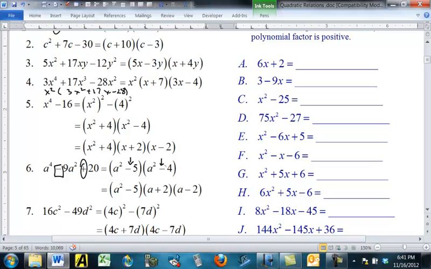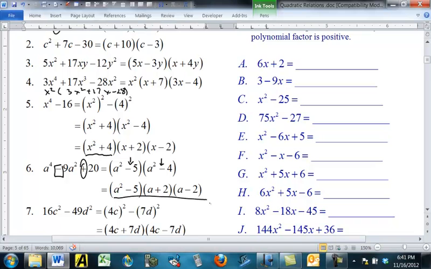A squared minus 5 will not factor over the integers. It will factor over the real numbers, but not the integers. This x squared plus 4 will not factor over the integers or the real numbers, but it will factor over the complex numbers. But the a squared minus 4 is a squared minus 2 squared, so that'll factor on down.